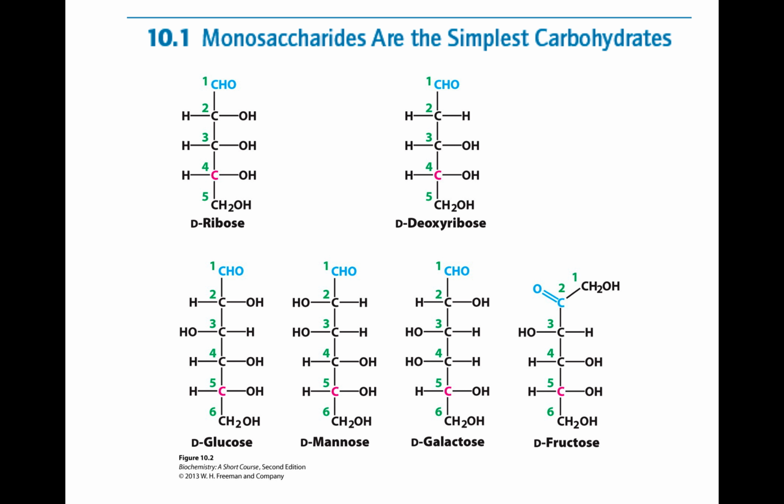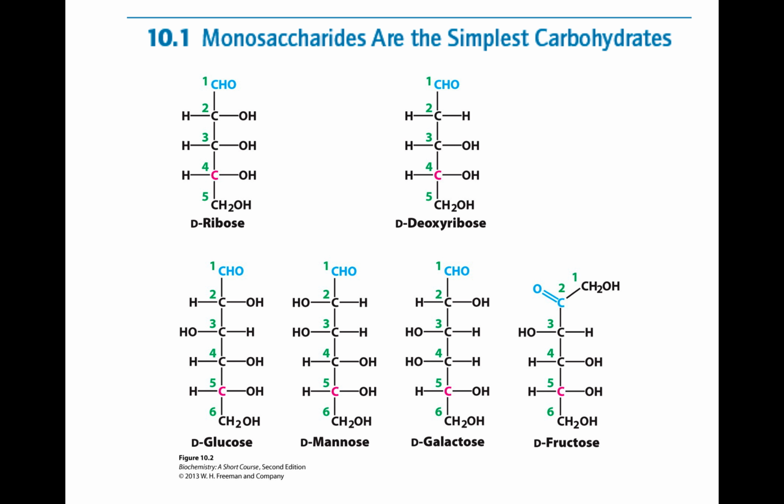Now, with it being chiral, it's asymmetrical, right? And what you see in red is the carbon that is the furthest from our aldehyde or our ketone that is still chiral or asymmetrical. So it's highlighted here in red. You can see here on glucose, it's on carbon 5. This carbon, the one in red, determines whether it is D or L.